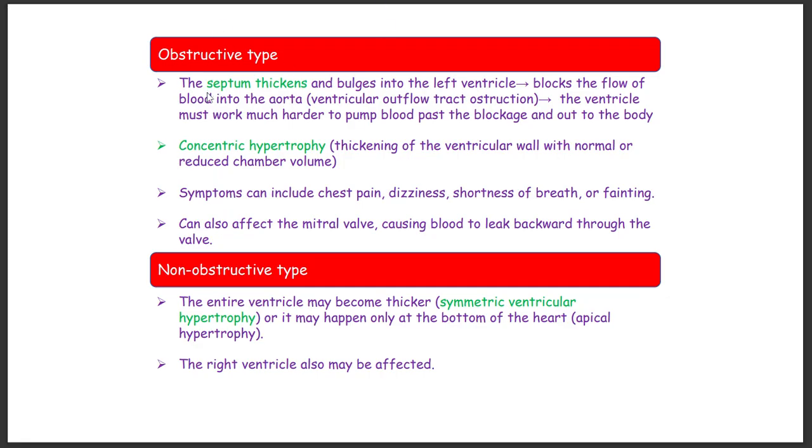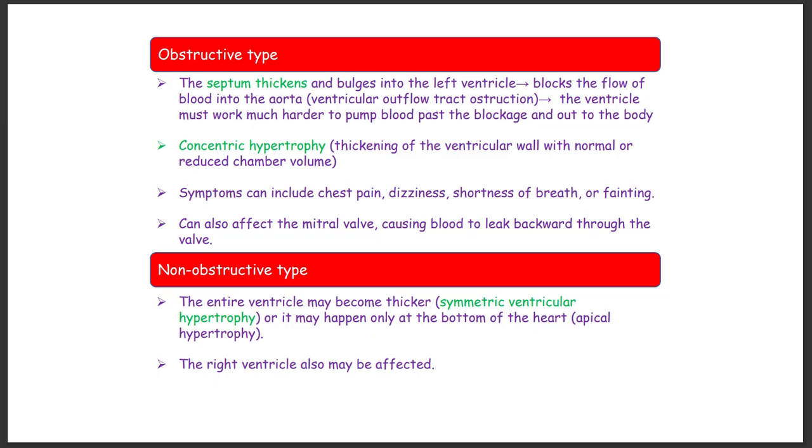In the obstructive type, what is happening is that the septum, the middle part of the heart, has thickened. When the septum thickens, it bulges into the left ventricle. So what happens is that the left ventricle is going to be blocked. So there's a block of the left ventricle. Because of that, there is ventricular outflow tract obstruction. The outflow is the part where blood leaves these ventricles going into the big arteries like the pulmonary artery or the aorta.